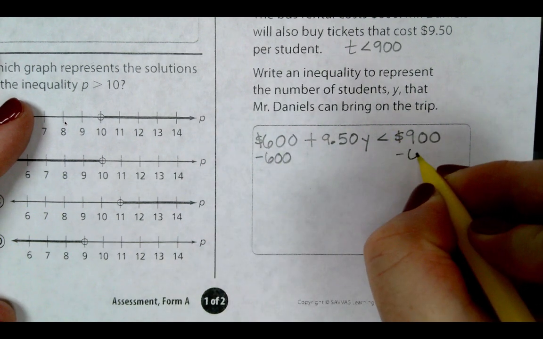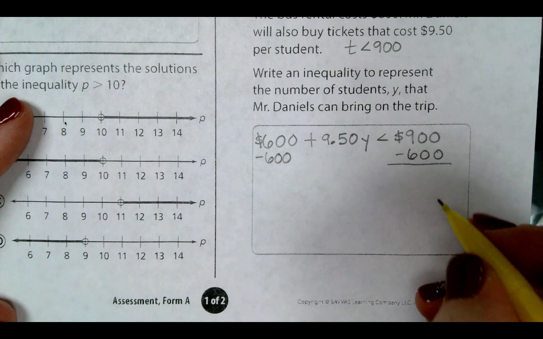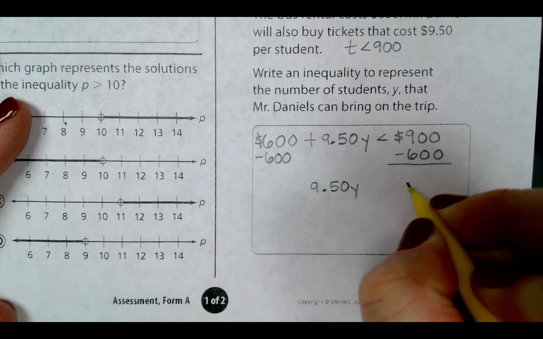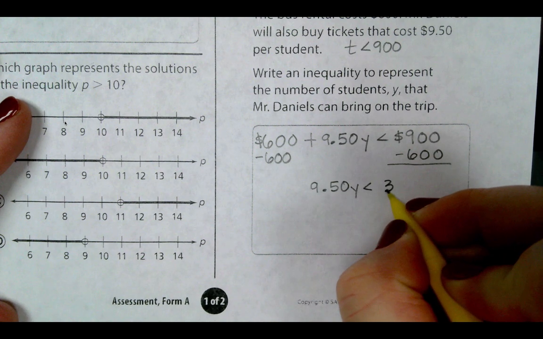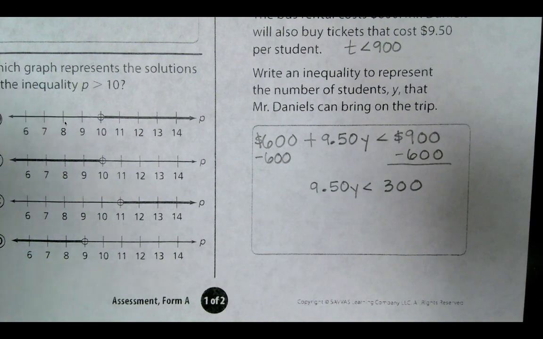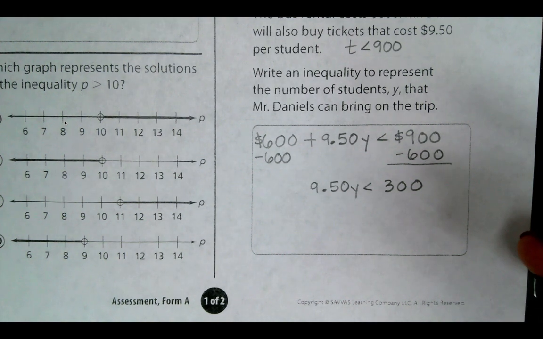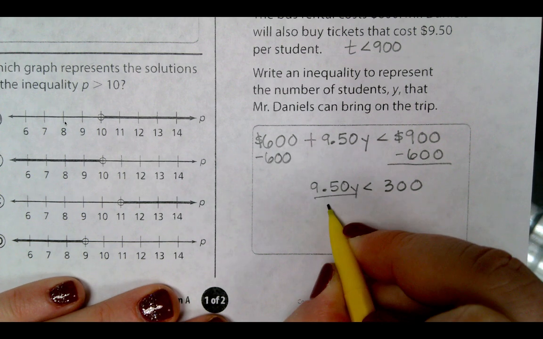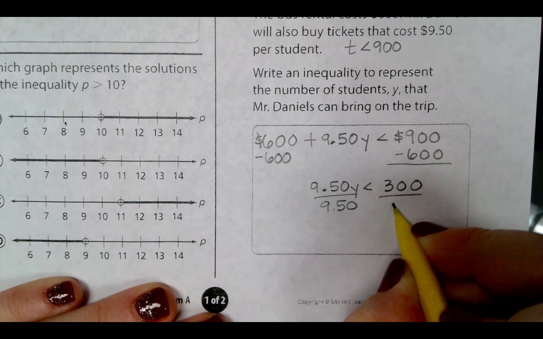Everybody write this down. So now I have $9.50y is less than $300. And why did I say less than instead of less than or equal to? It's supposed to be under 900. Because it said under. Did it say it could be up to 900? No. Now, what can I do now? Jonathan, what do I do now? You divide 300 by 9.50. So divide both sides by 9.50.